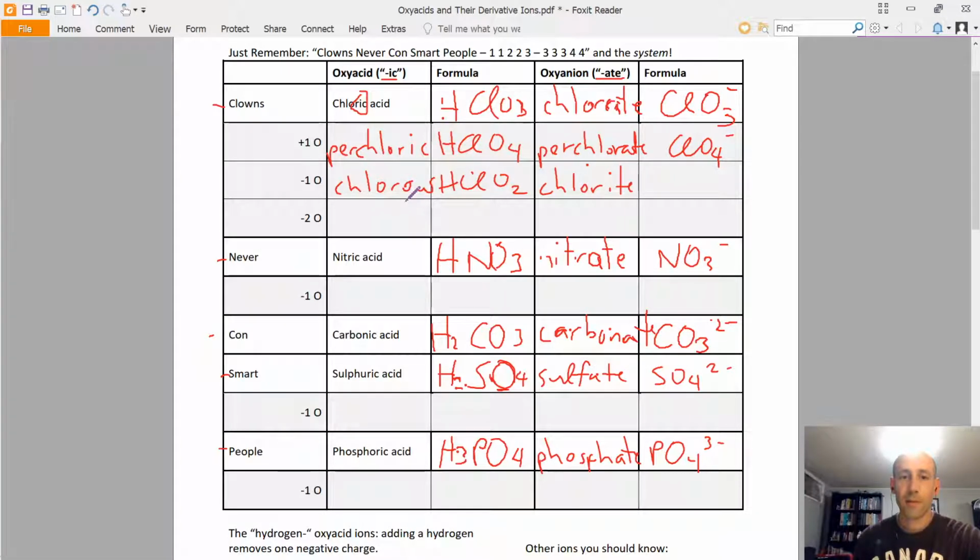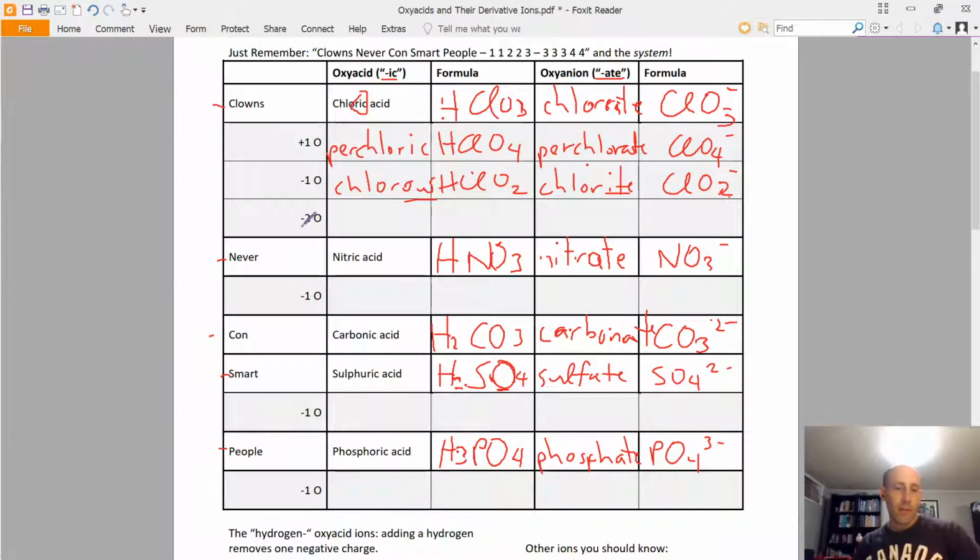Ous changes to ite. Ic changes to ate. And the formula is going to be ClO2 with a minus charge. Okay, apparently I can't write a 2 there. So that's just the way that is. There we go.